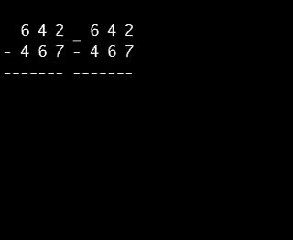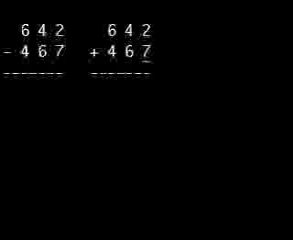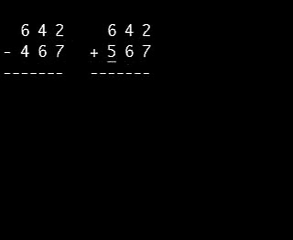And what I'm going to do is change that into an addition problem. So the minus is going to become a plus, and then each one of these is going to become the 9's complement of what it used to be. So 9's complement is just whatever you need to add to that to get to 9. So 4 plus 5 is 9, so that's going to be a 5. 6 plus 3 is 9, so that's going to change to 3. 7 plus 2 is 9, so that's going to change to 2.